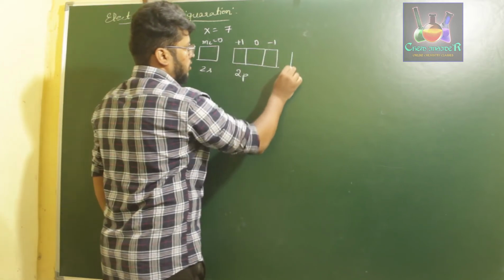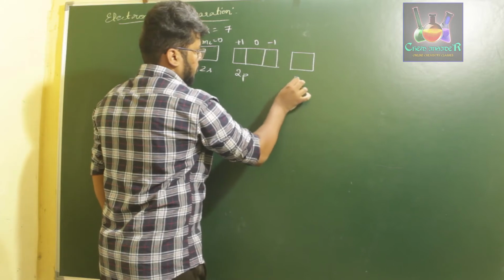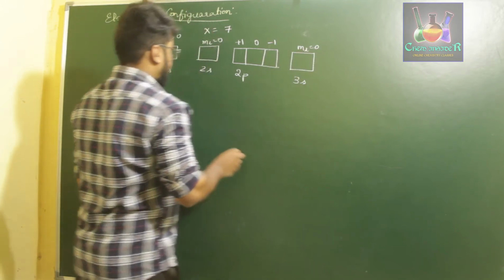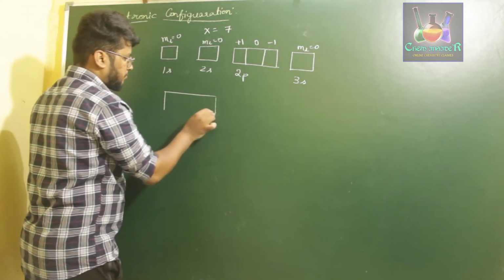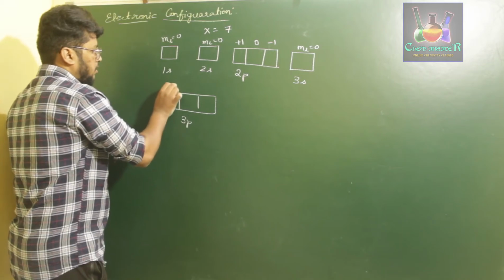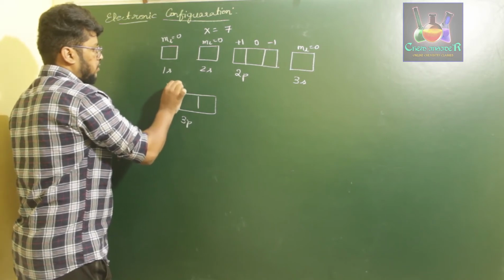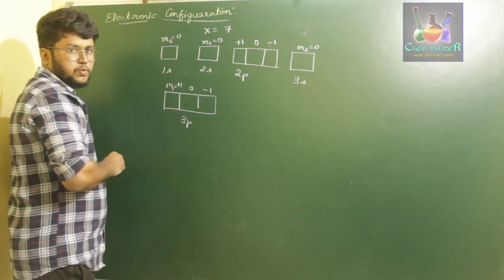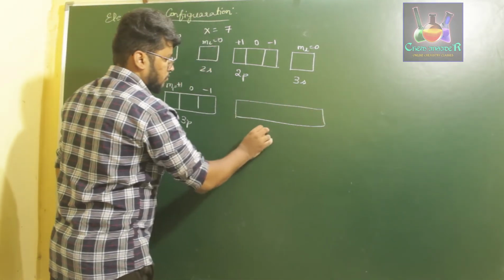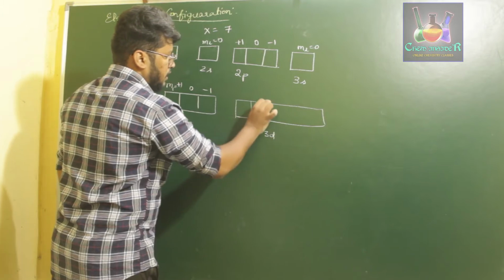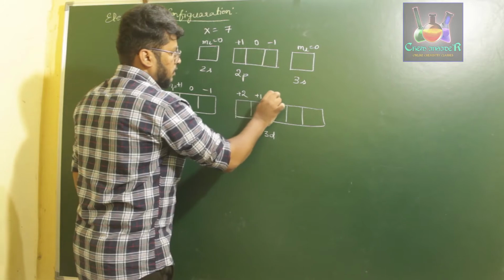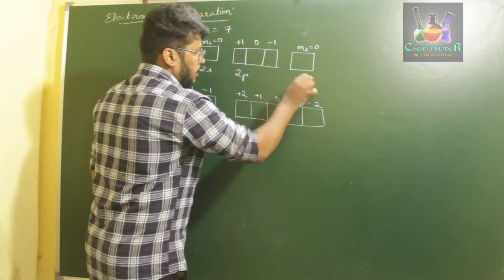Next for 3s, we have ml value equal to 0. Again for 3p, you have three values of ml, +1, 0, -1. If you consider 3d, it has 5 values. Those are +2, +1, 0, -1, -2.